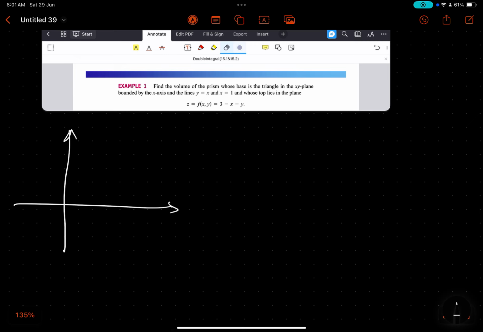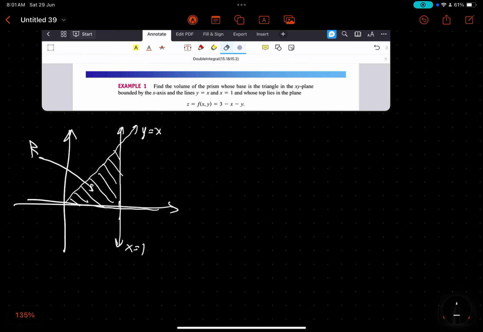The region goes from y equals x, and then this is 1, so it goes here, x equals 1, and the x-axis of course is bounding these, so we have this region, which is the region R.